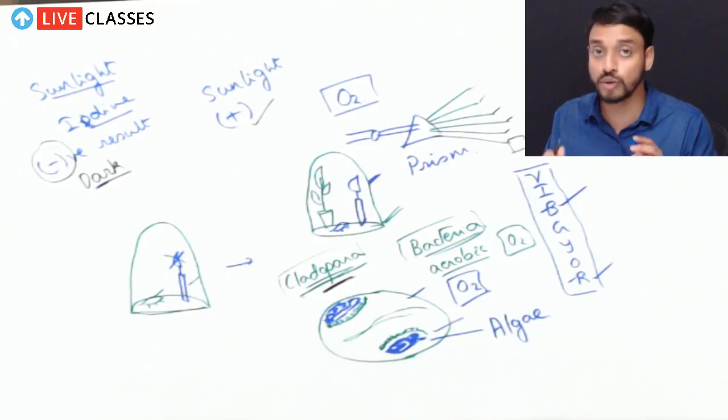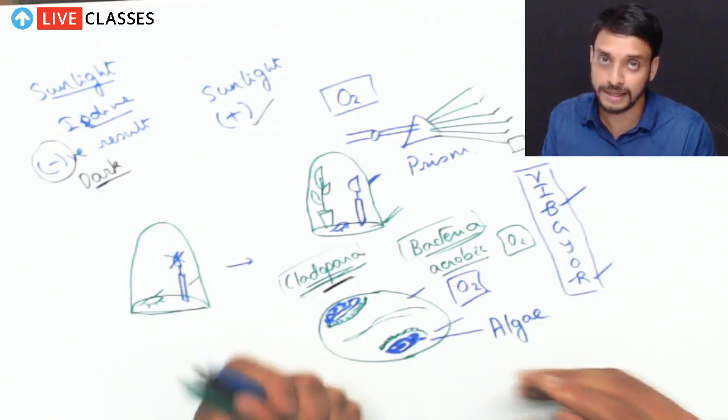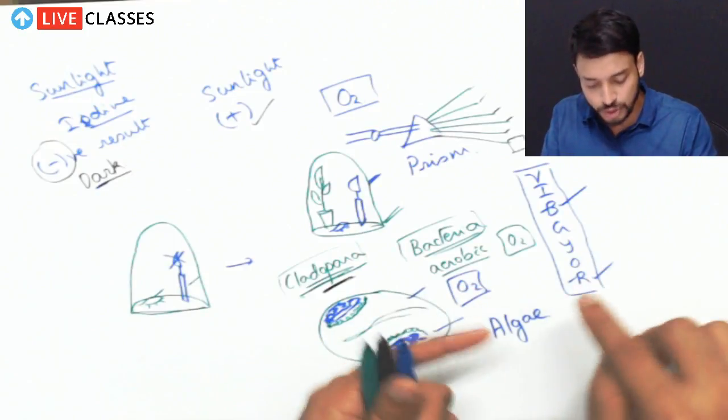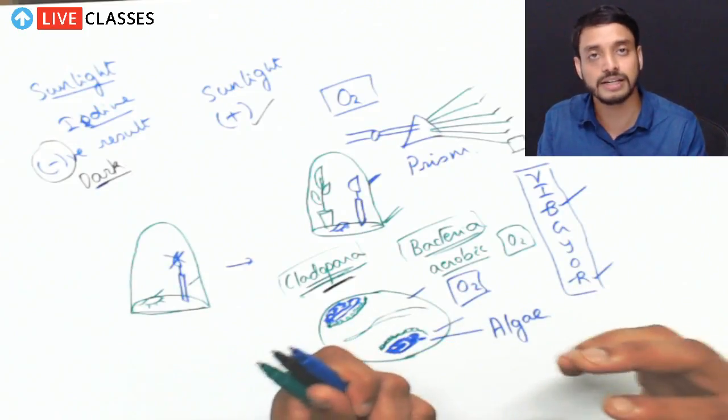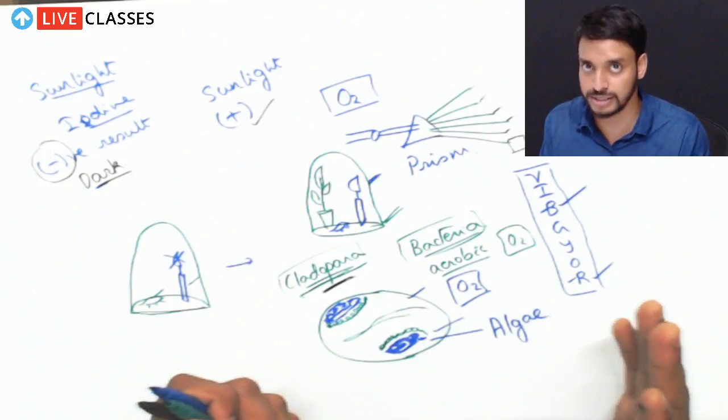So from here, what do we conclude? This experiment concludes that the light blue, the range between blue and red, are the best range of light which actually helps in the process of photosynthesis, correct?